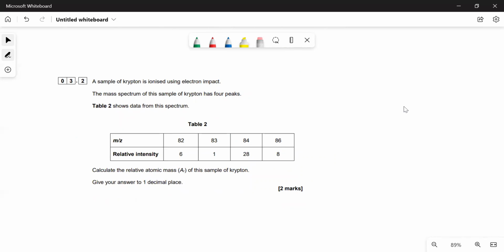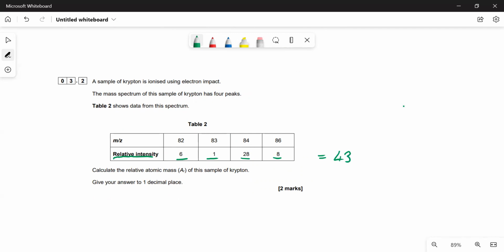Okay, so krypton is ionized using electron impact, and the mass spectrum of the krypton has 4 peaks. So we've got the data shown here. We've got the MZ value and the relative intensity. Now those relative intensities, usually they're in percent, but they're not here. They don't add up to 100. If you add up 6 plus 1 plus 28 plus 8, that comes to 43.